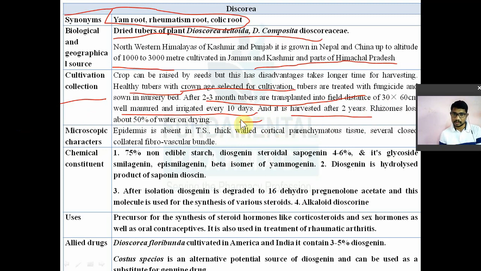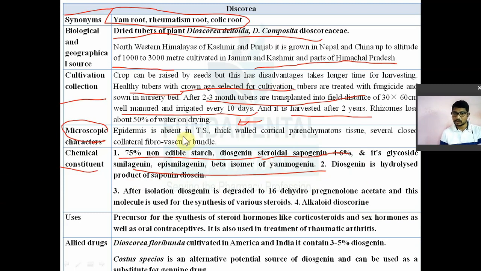Rhizomes जो है they lose weight, around 50%, on drying. Microscopic characters are not important. Leave it. Coming to constituents: 75% non-edible starch, then diosgenin, which is a steroidal sapogenin, 4 to 6%, and its glycoside, smilagenin, epi-smilagenin, and beta isomer of yamogenin. So these are the chemical constituents.